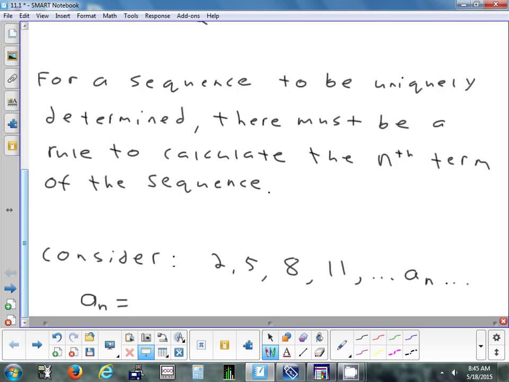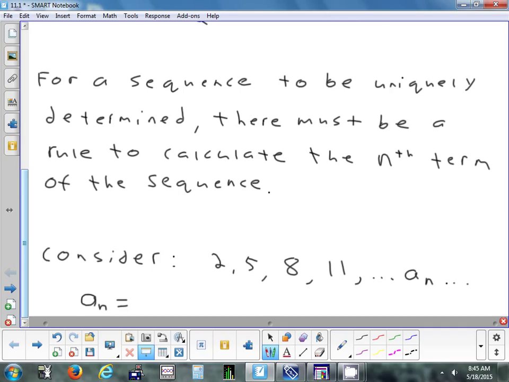Here's a sequence. This type of sequence is called arithmetic. We'll talk about what that means in a little bit, but I want to see if I can find a formula for it. When a sequence is arithmetic or geometric, there's a pattern you can follow to find the formula. This time, I just want people to look at it and see if they can figure it out.